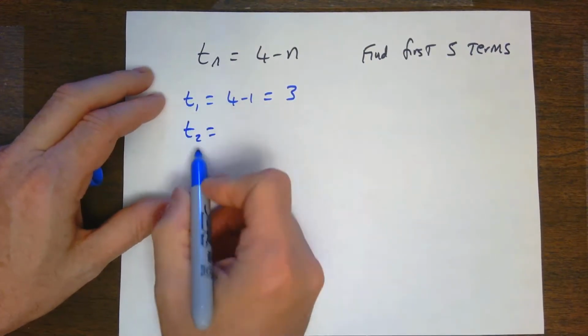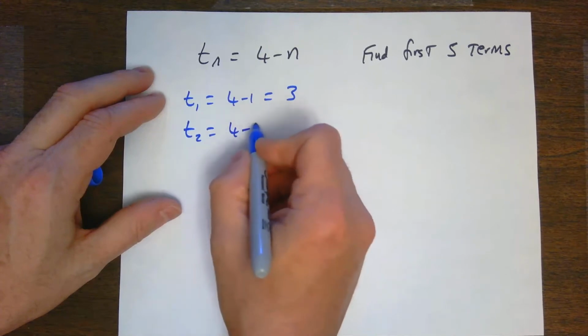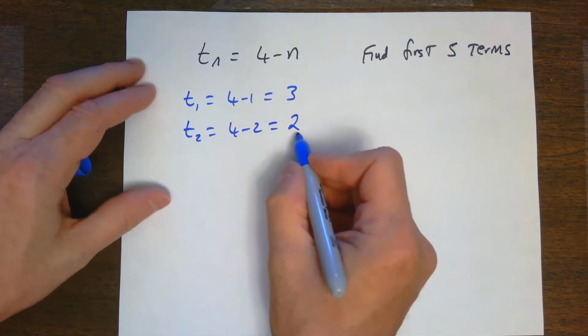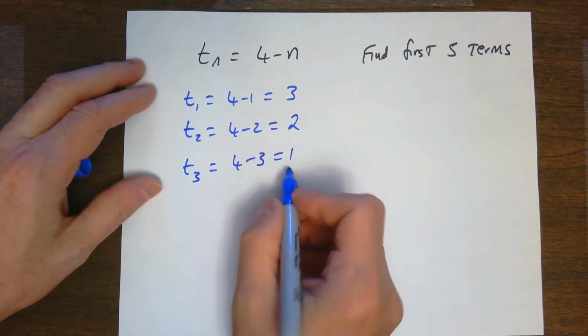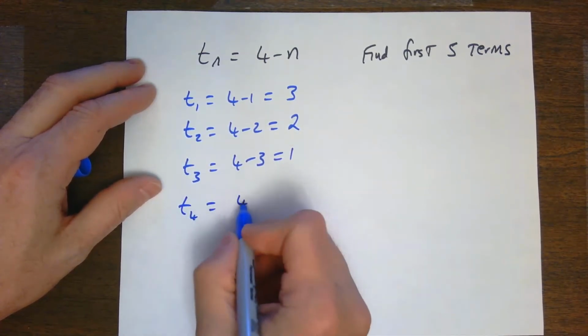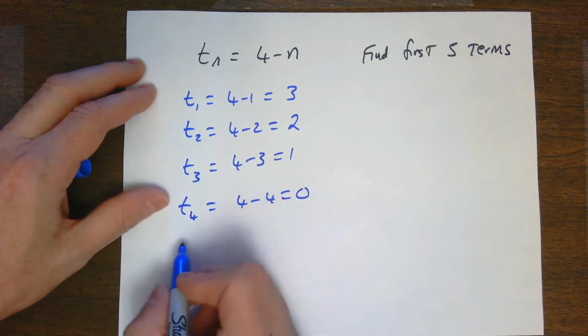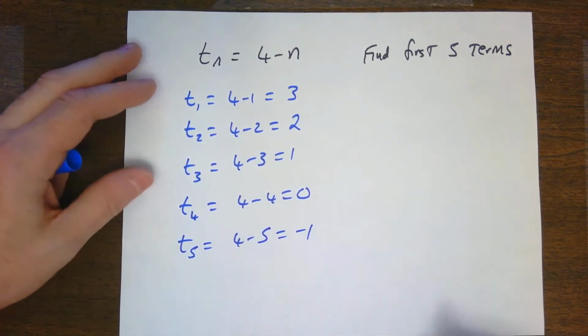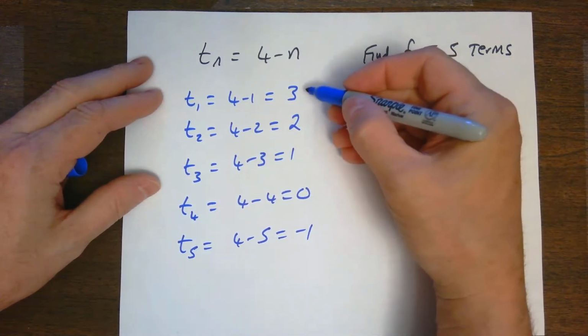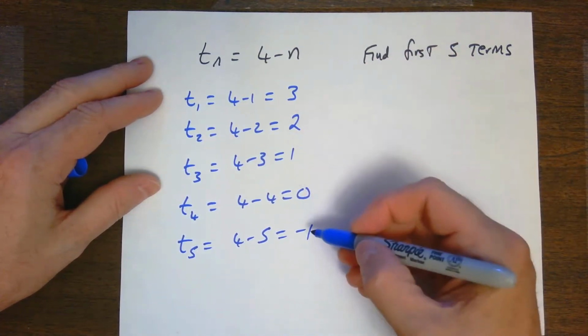T sub 2, which means my second term, 4 minus 2 would be 2. There's my second term. T sub 3, 4 minus 3, 1. There's my third term. T sub 4, 4 minus 4, 0. There's my fourth term. T sub 5, 4 minus 5 is negative 1. There's my fifth term. So here's my sequence: 3, 2, 1, 0, negative 1.